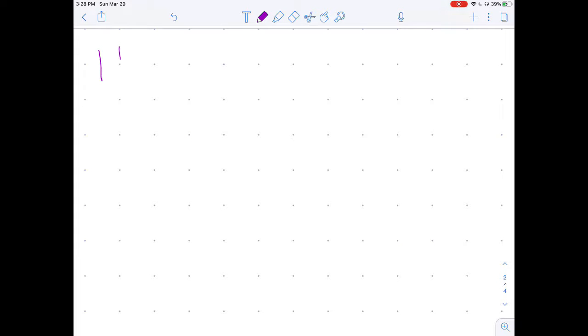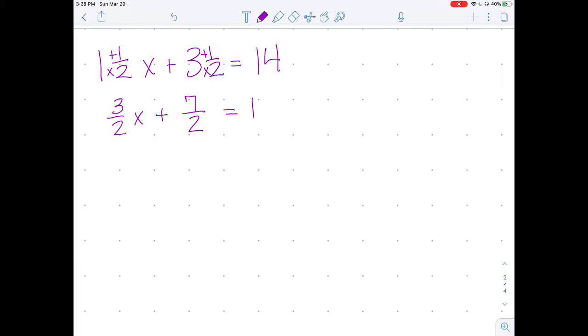I've got 1 and 1/2 x plus 3 and 1/2 equals 14. Anytime we've got mixed numbers like this, we want to make improper fractions. So I'm going to do 1 times 2 plus 1, which gets me 3/2 x, plus 3 times 2 is 6, plus 1 is 7 over 2, equals 14. This would be 14 over 1 if we're looking at fractions.